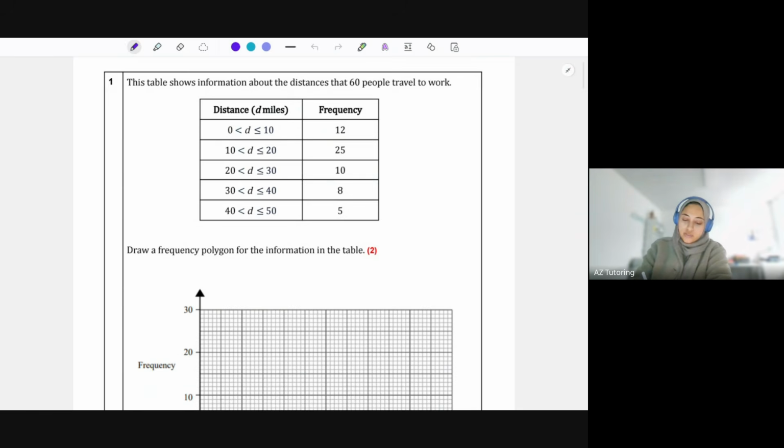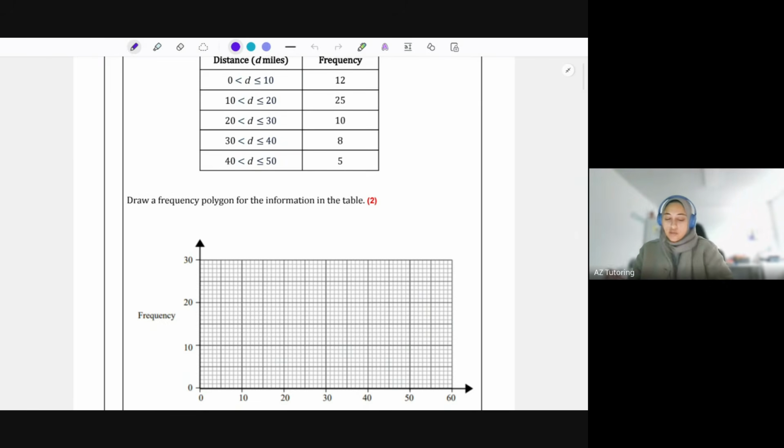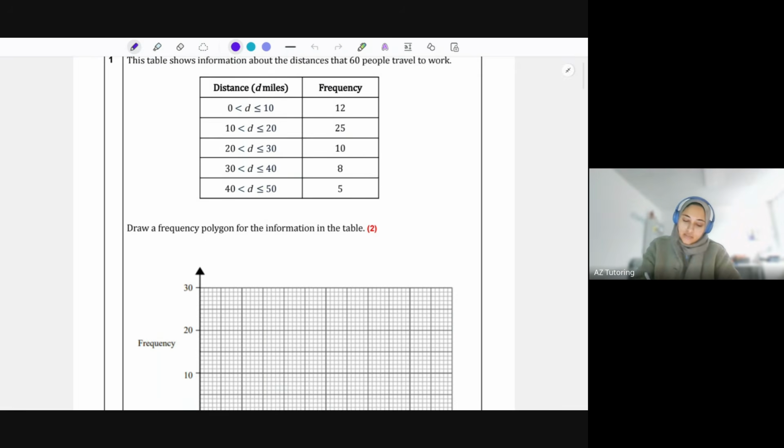So the first question is a frequency polygon question. So this table shows information about the distances that 60 people travel to work. So we've got distance intervals in the first column, and then we've got the frequency in the second. And it says draw a frequency polygon for the information in the table. So first things first, we need to find the midpoint of each of these intervals because we can't really draw an interval, we need one single point.